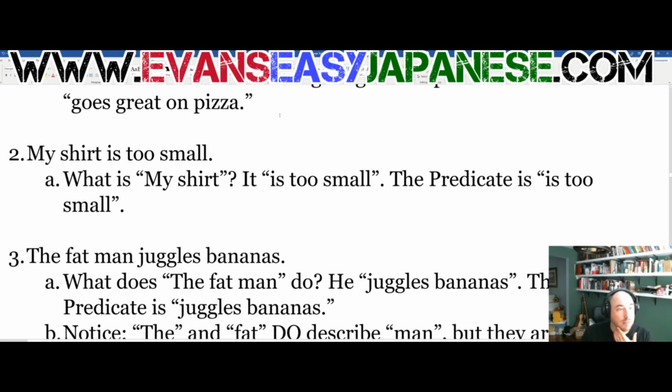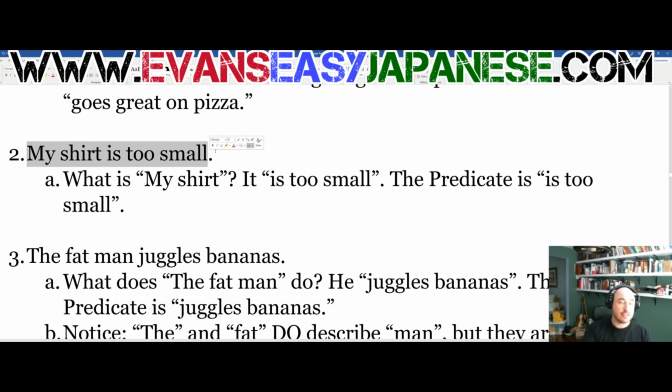Let's look at the next one. My shirt is too small. What is too small? My shirt. That's the subject. My shirt is the subject, and the important word is just "shirt." So that's the actual subject. So what does my shirt do, or what is my shirt? My shirt is too small. So the subject is "my shirt," and the predicate is "is too small." Okay, so everything that isn't my shirt is "is too small."